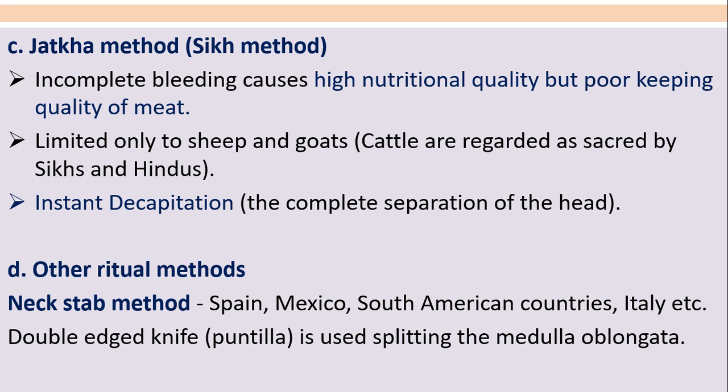Incomplete bleeding causes high nutritional quality but poor keeping quality of meat. It is limited only to sheep and goats. Cattle are regarded as sacred by Sikhs and Hindus. Instant decapitation, the complete separation of the head.